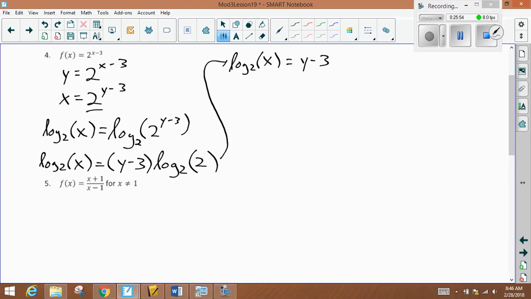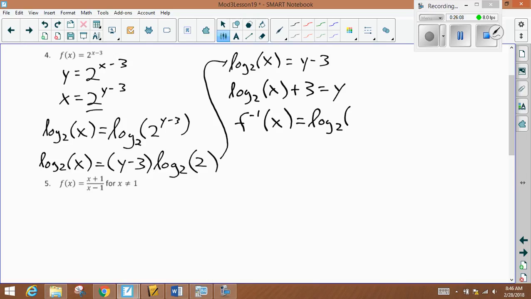Okie dokie. Almost done. All I gotta do now is add 3 to both sides, and then use my notation. Equals log base 2 of x plus 3. That's what we need. It's done. Let's graph it. It's going to be special.